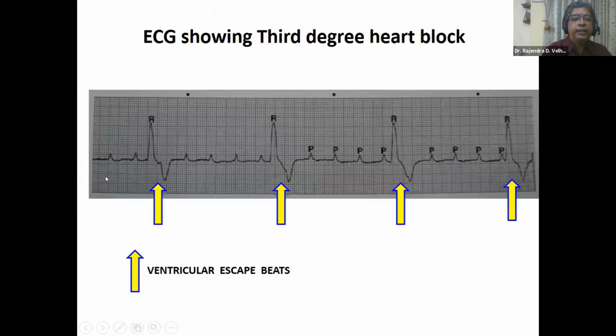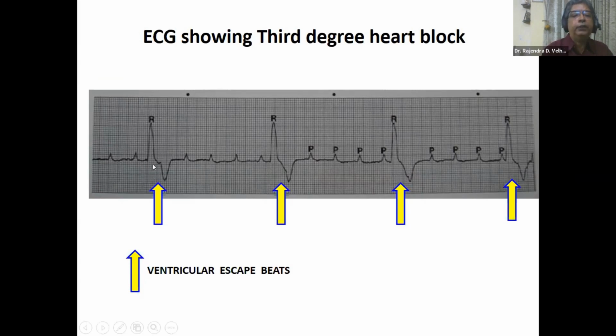Now, in this particular ECG, you can see only P waves in the rhythm strip, and there are no QRS complexes. What you see here are ventricular premature complexes, because nothing is heard from the higher centers, and therefore the ventricles will try to pace the heart, and try to escape the heart from the emergency, and therefore these are nothing but the escape beats and not regular QRS complexes.